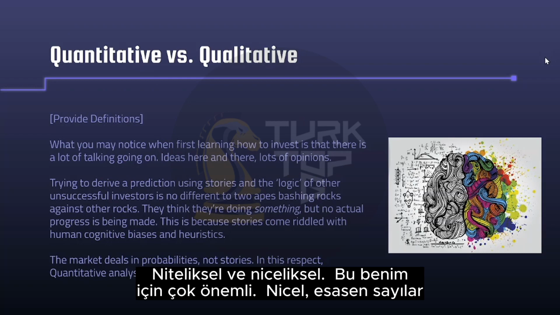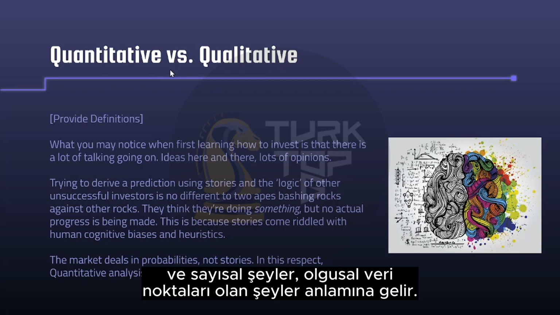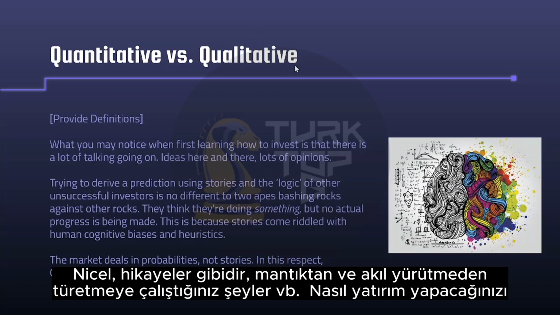Quantitative versus qualitative. This one is very important to me. Quantitative essentially means numbers and numerical things that are factual data points. And qualitative is like stories, things that you're trying to derive from logic and reasoning and so on and so forth.